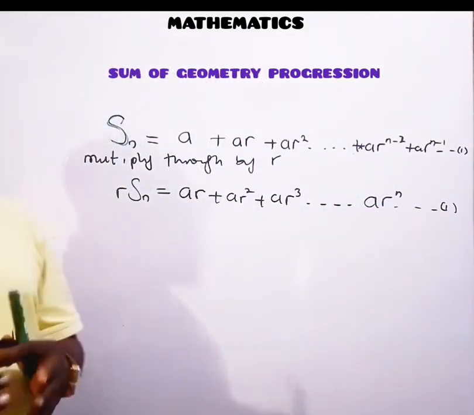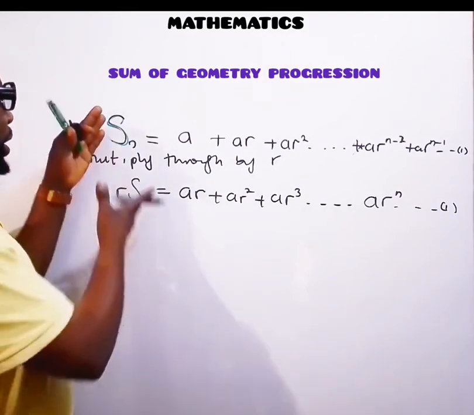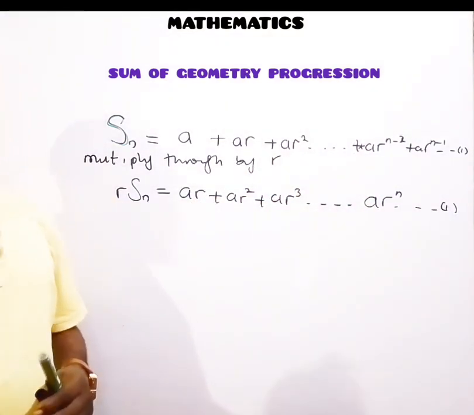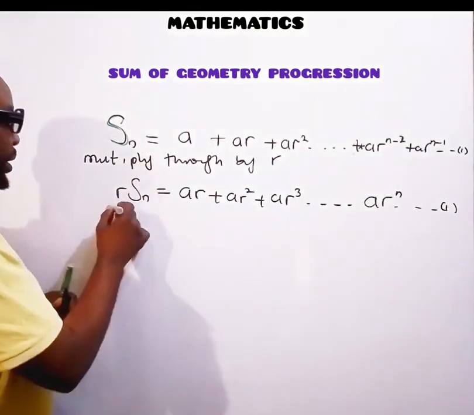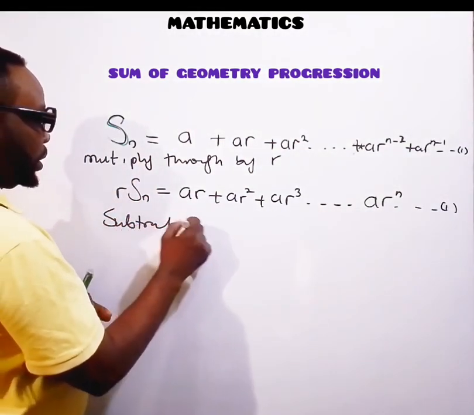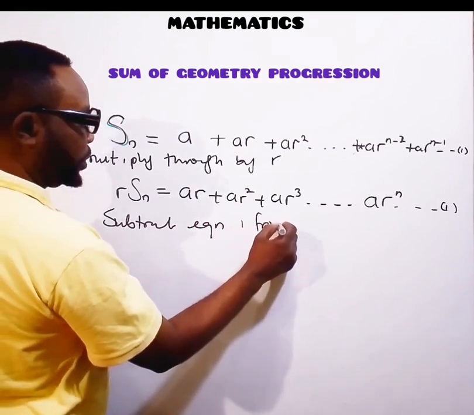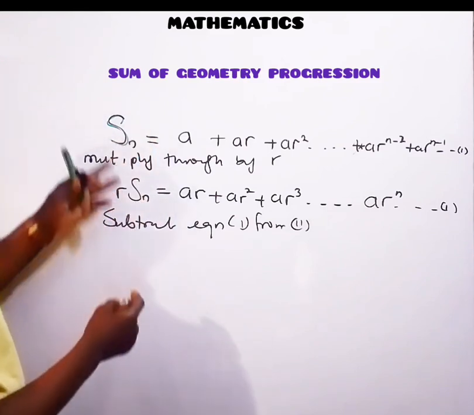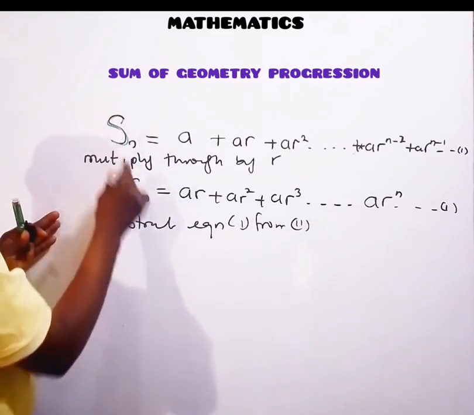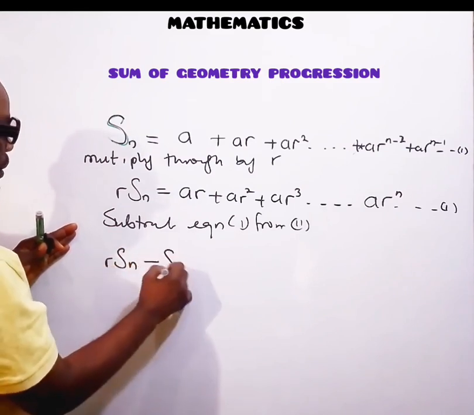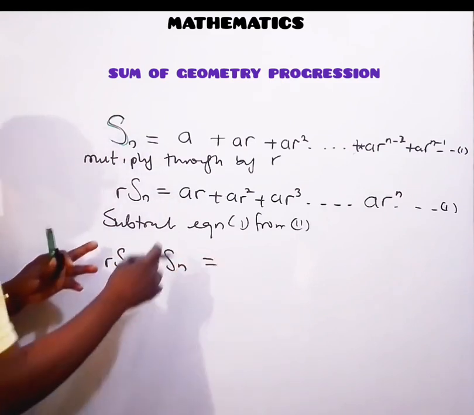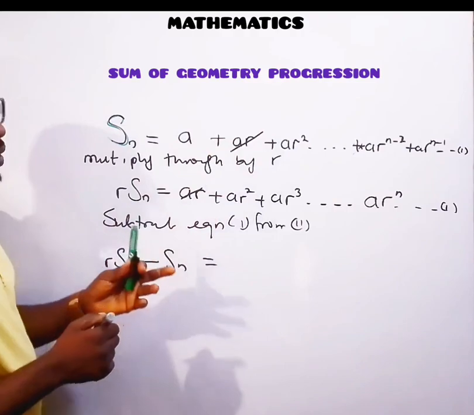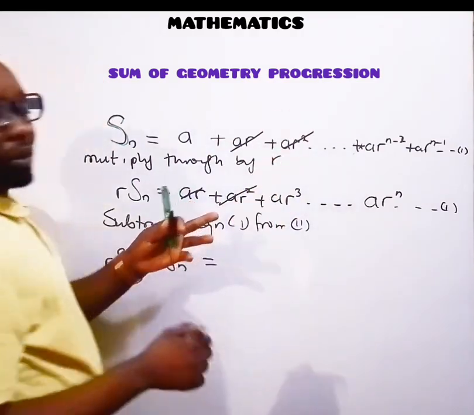Now, we are going to derive from the first equation and the second equation we have here. Let's subtract equation 1 from equation 2. Don't forget, this is equation 1. When we subtract, this one gives us this one minus this. You can see these are like terms. ar minus ar will cancel each other out, and ar squared minus ar squared will cancel each other out.